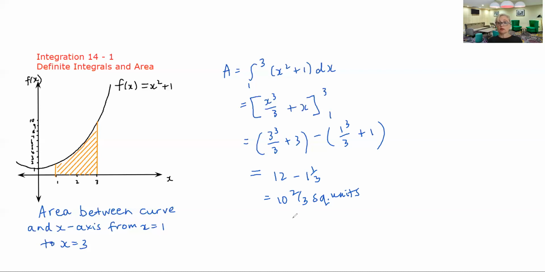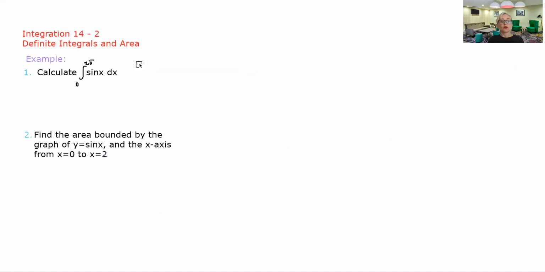Okay, let's press on to the next example, and this is where a diagram is really important. So let's head over to our next example. The first question just says, evaluate that definite integral. They're not saying anything about area, we're just saying evaluate that definite integral. Okay, all right. So the integral of sine is negative cos.